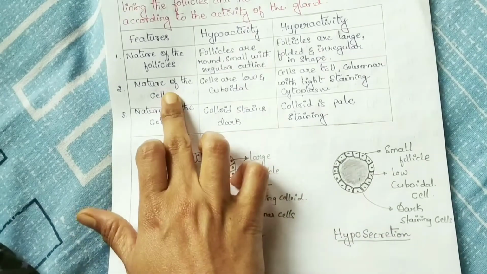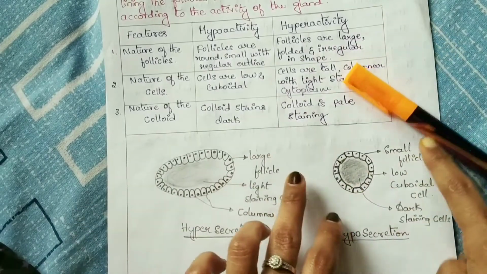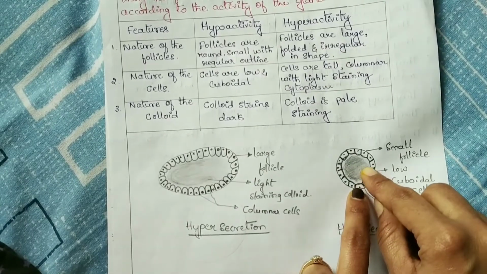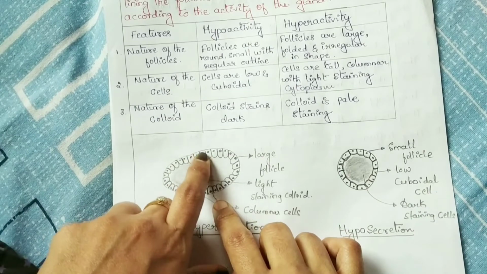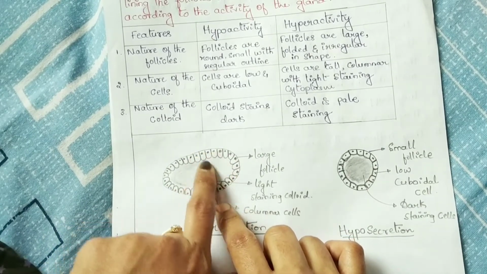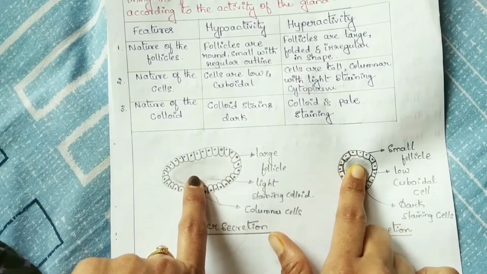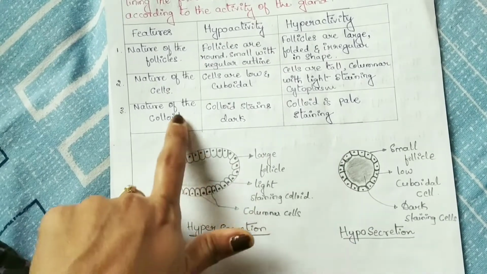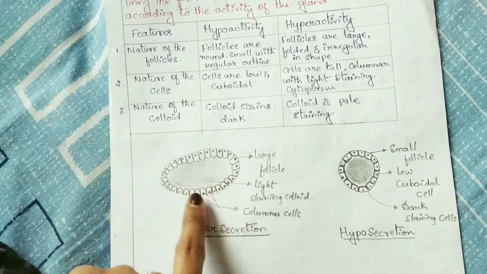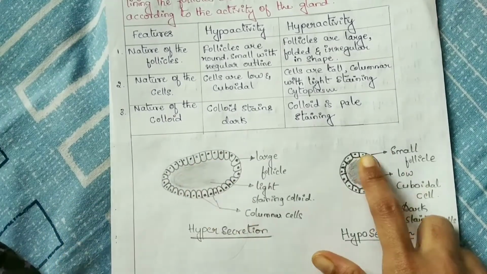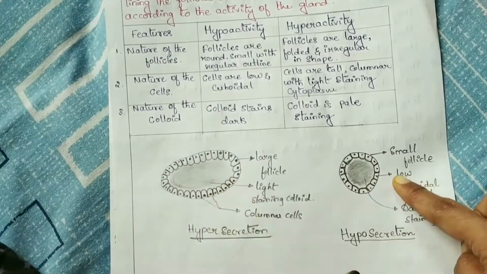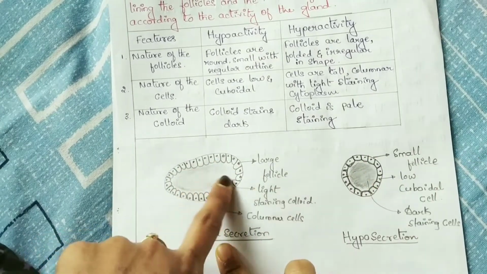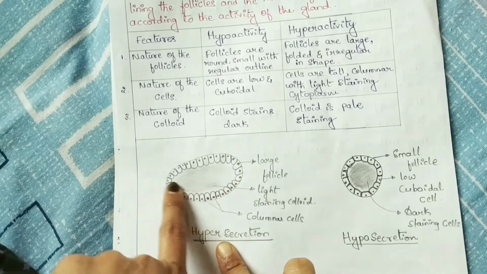Coming to the nature of the cell, in case of hypoactivity, the cells are low cuboidal. And in case of hyperactivity, the cells are very tall, columnar, with light staining. Here the cytoplasm is darkly stained, here it is lightly stained. And the nature of the colloid: this part is the colloid. In case of hyposecretion, the colloid stains dark. In case of hyperactivity, the colloid stains light in color.